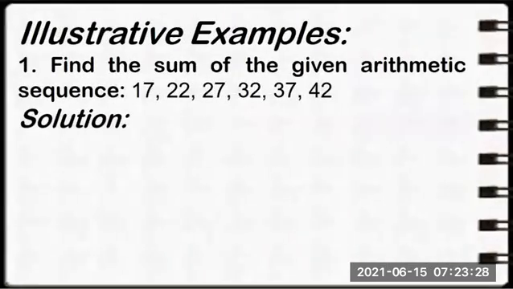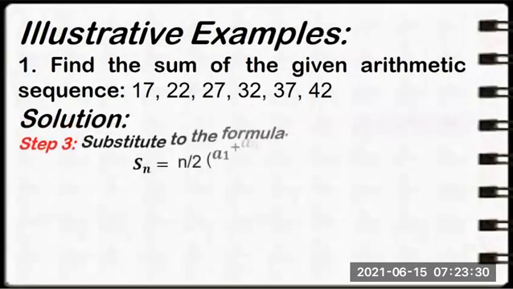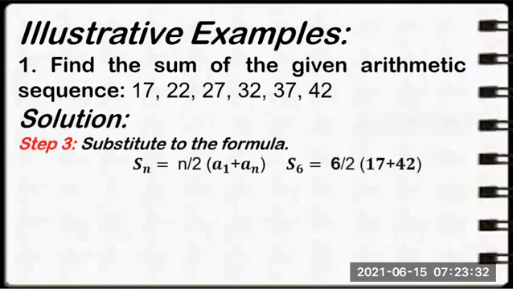Then for our step number 3, we are going to substitute the given to the formula. So again, our formula is S sub n is equal to n over 2 times the quantity of a sub 1 plus a sub n. So since anim yung terms na meron tayo, we are going to find the sum of the 6 terms given. So kung sa-substitute natin yung value ng n, it will be 6 over 2 times the quantity of a sub 1, which is 17, plus a sub n, which is 42.